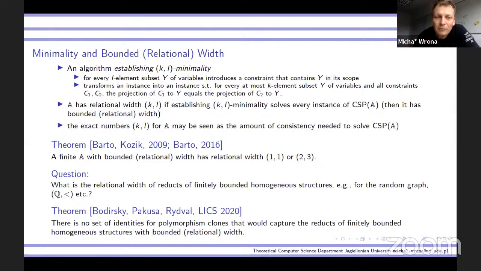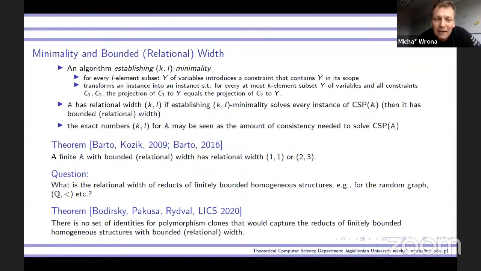And then we remove tuples in order to obtain the following situation, so that for any two constraints, the projections to a K-element subset of variables are the same across the constraints. And this algorithm basically solves the same constraint satisfaction problems as local consistency, which is maybe more broadly known. And these exact numbers K, L can be seen as the amount of consistency needed to solve the CSP.